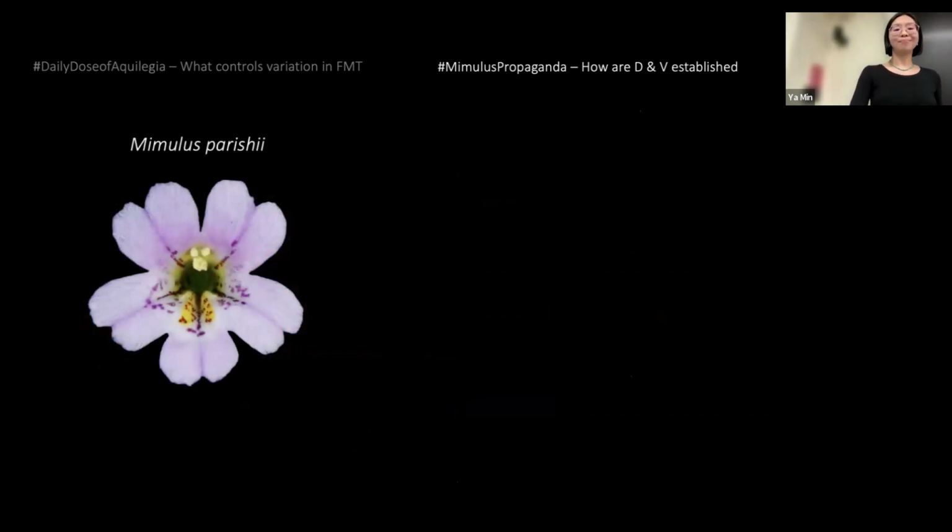So here's my very cute Mimulus flower again. It has a typical bilateral symmetry with 2 dorsal petals, 1 ventral petal that has a lot of pigmentation spots, a yellow nectar guide, and hair as well, and 2 lateral petals that are pretty much intermediate between them.